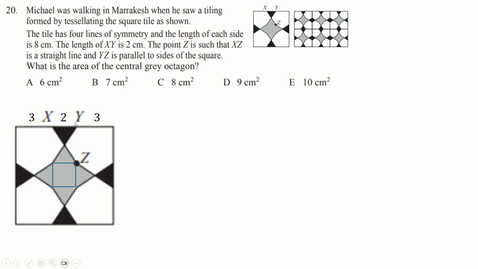I know it's a square because this is 2 across and there's symmetry everywhere. So it's just 2, 2, 2, 2. So this area is 4 in here. Now we just need the 4 triangles.